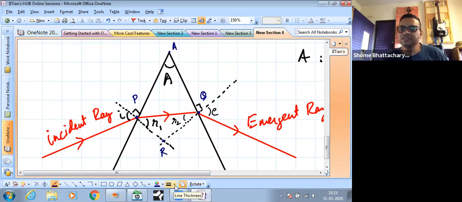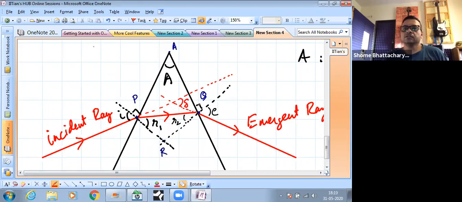Now the main thing that we're interested in is the angular deviation. In this diagram, to find the angular deviation, you produce the incident ray forward, like this, and you produce the emergent ray backwards. So the angle made between these two becomes the angular deviation. So the incident ray produced forward and the emergent ray produced backwards, the angle between them is the angle by which the ray has deviated. This is delta. That is called the angular deviation.